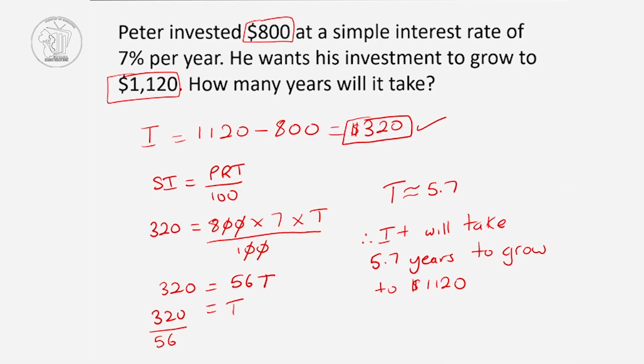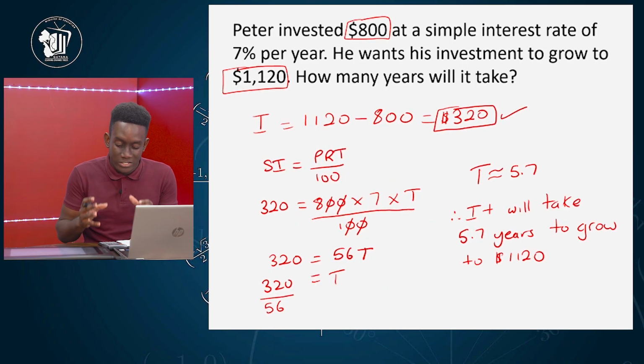So we use the same formula, SI equals PRT over 100. And we put in the interest, we put in the principal, and we put in the rate. And then we work it out and we find the time. And we saw that Peter will take approximately 5.7 years. The reason why I said approximately is because the figure is actually 5.7142. So we rounded off to 5.7 years.